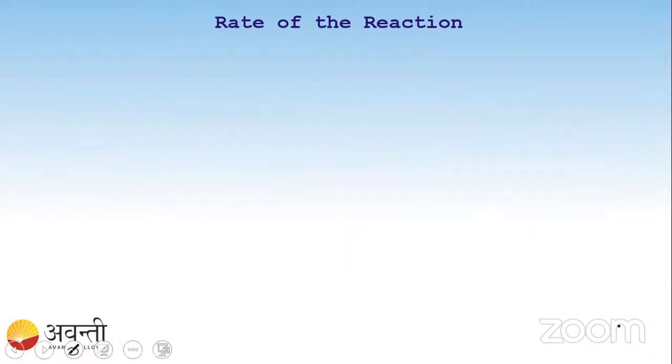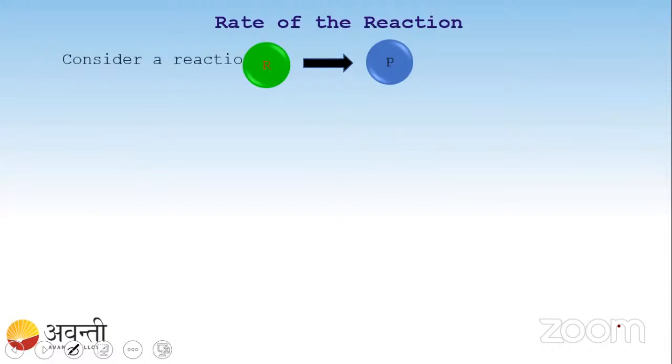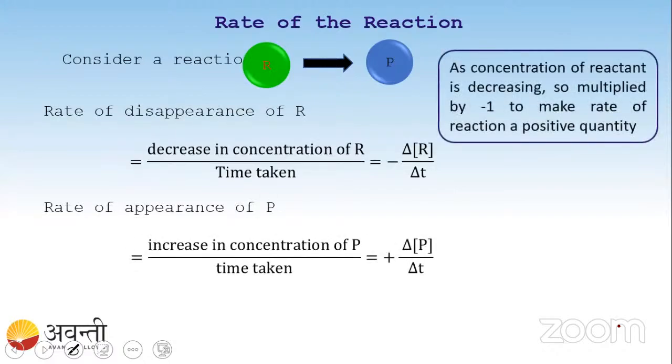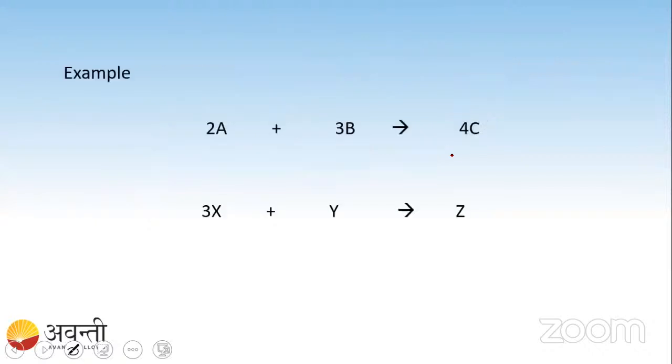So I hope the rate of appearance and rate of disappearance of a reaction was clear. The formulas were clear. As the concentration of the reactant is decreasing, we are using a -1 to make the rate of a reaction a positive quantity. To maintain the rate of reaction as a positive quantity, we are multiplying with -1. That is nothing but what I have explained till now: why we are using the minus sign and why we are using the plus sign.